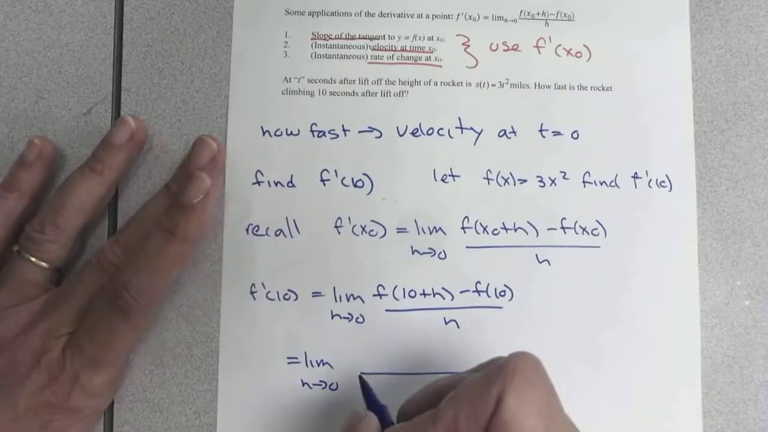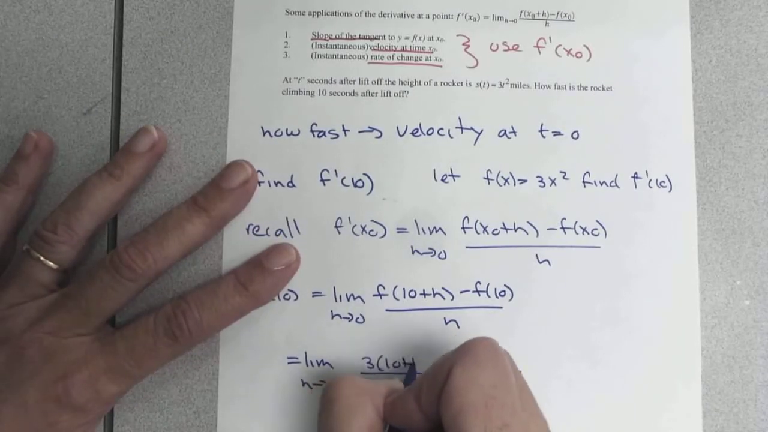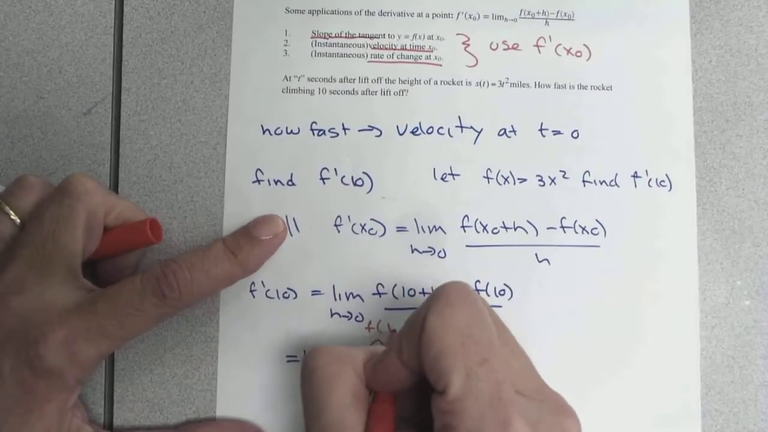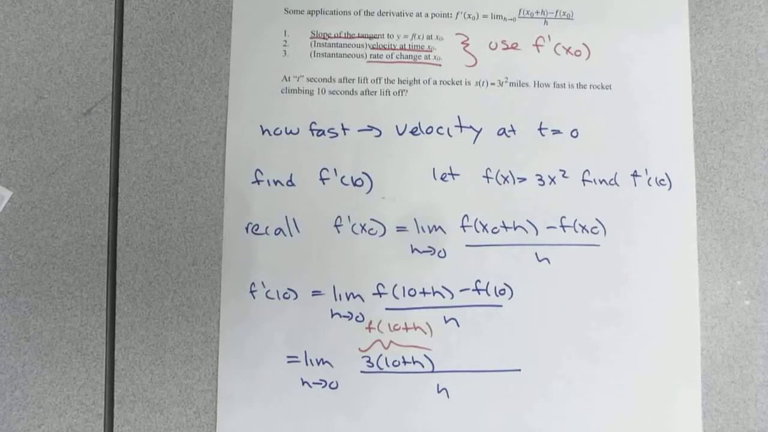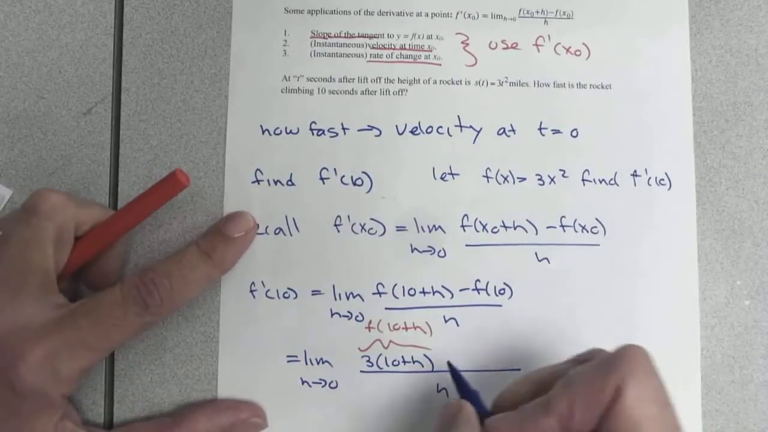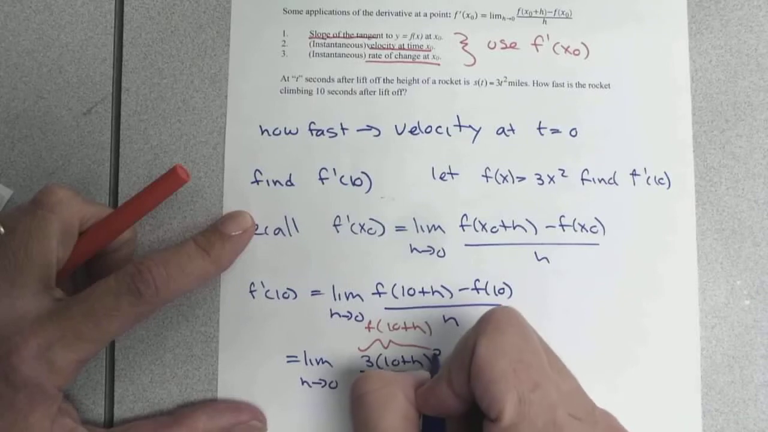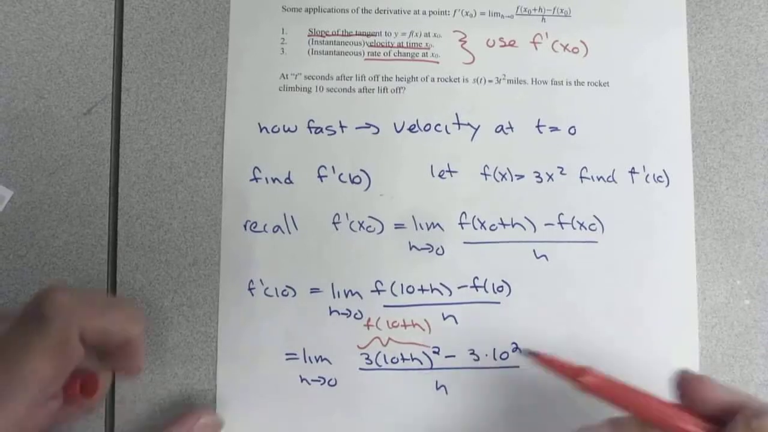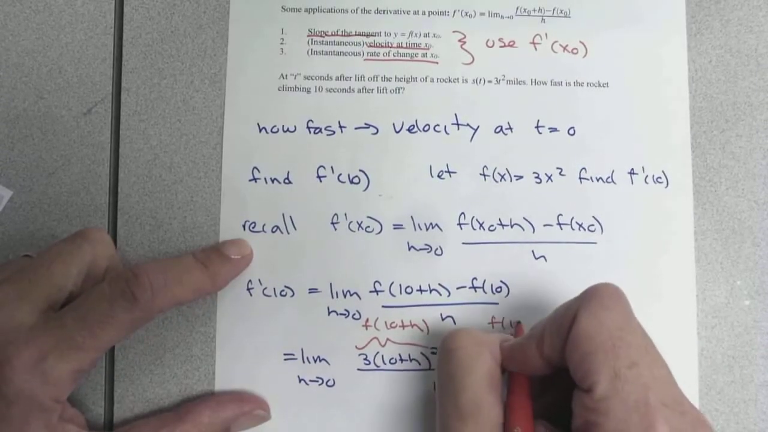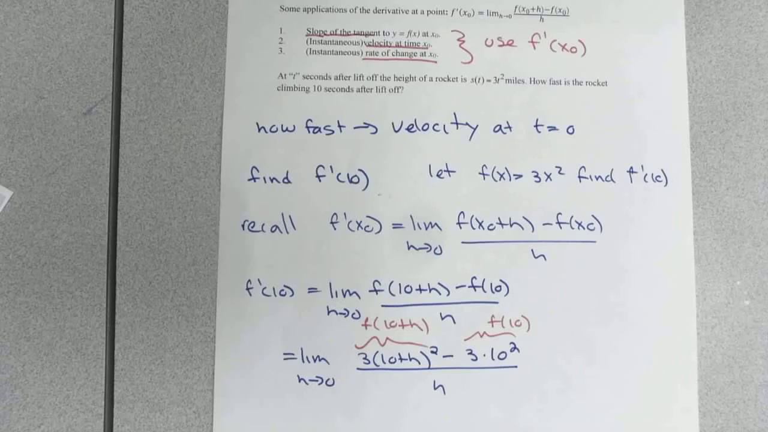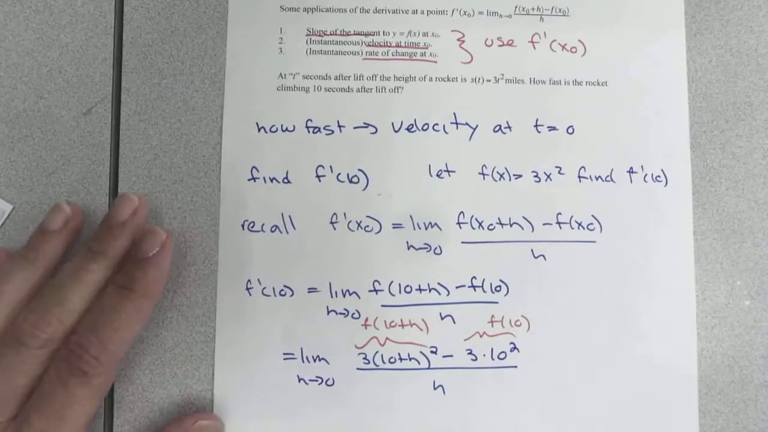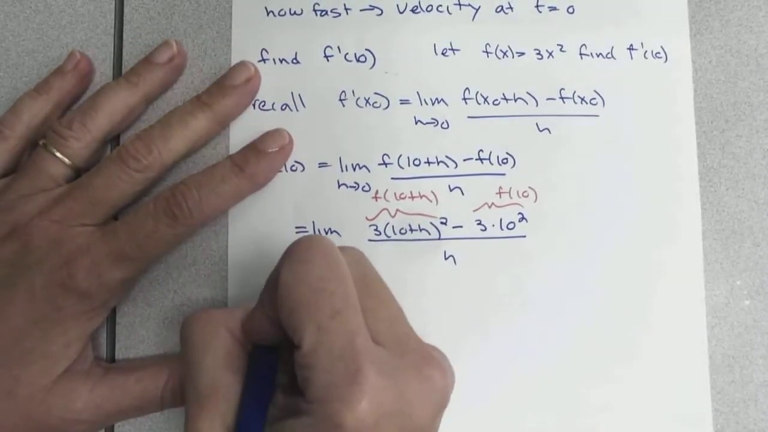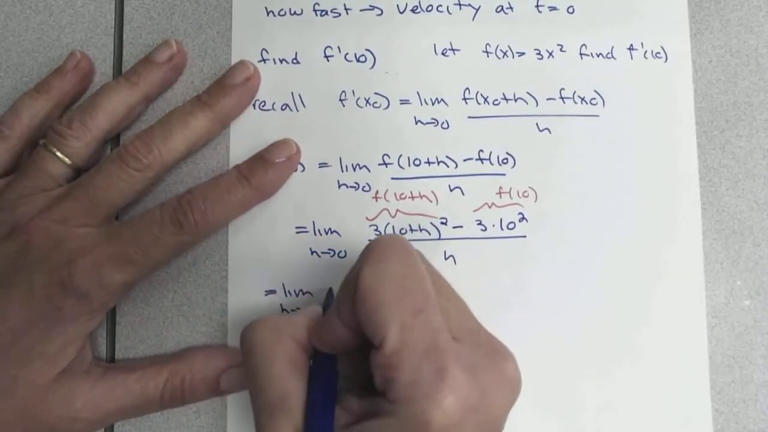First step, f of 10 plus h. I just use my formula, replace the x or t, whatever you want to call it, with whatever's in parentheses, in this case, 10 plus h. Minus f of 10, which would just be 3 times 10 squared. So there's f of 10. And now we just start to simplify with the end goal being to cancel that h.